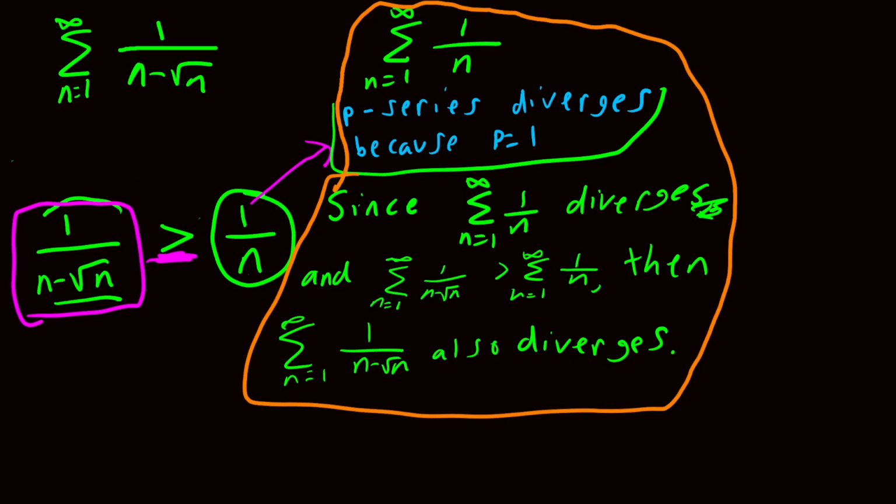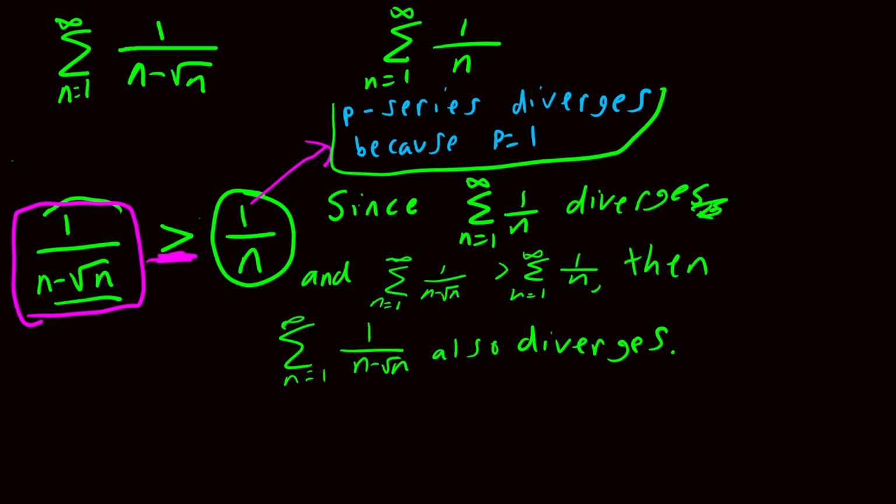Because let's just say, for example, this was n to the 100, and this was just n. So something like this. And this is, sorry, this is root n. Okay, there we go. 1 over root n is bigger than 1 over n, right? And 1 over n also diverges by p series.